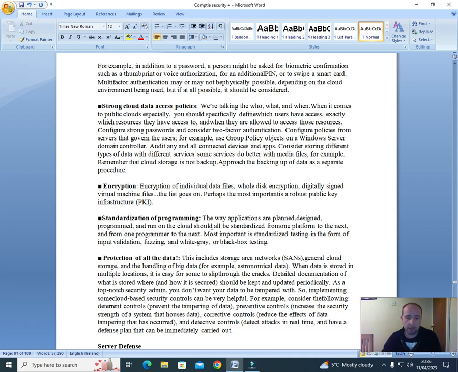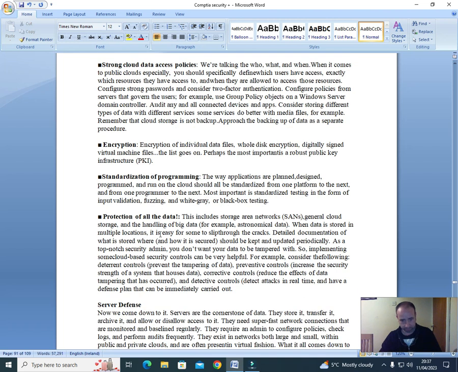Standardization of programming. The way applications are planned, designed, programmed and run on the cloud should all be standardized from one platform to the next and from one programmer to the next. Most important is standardized testing in the form of input validation, fuzzing, white, grey and black box testing.